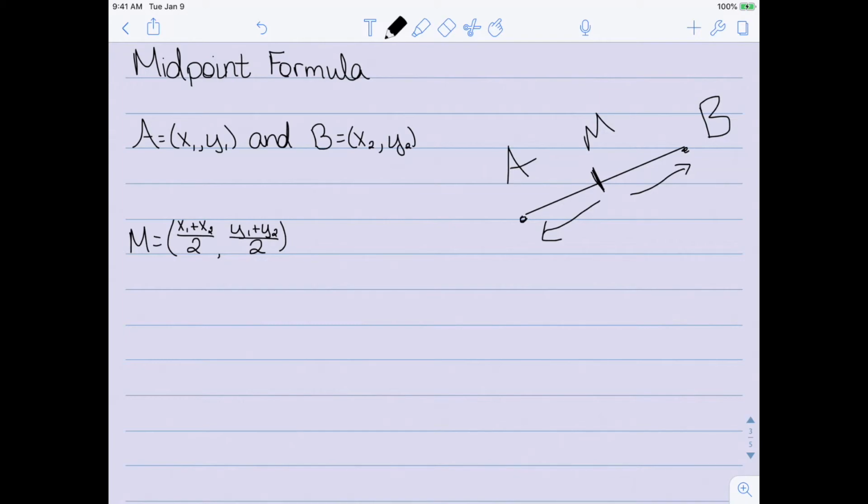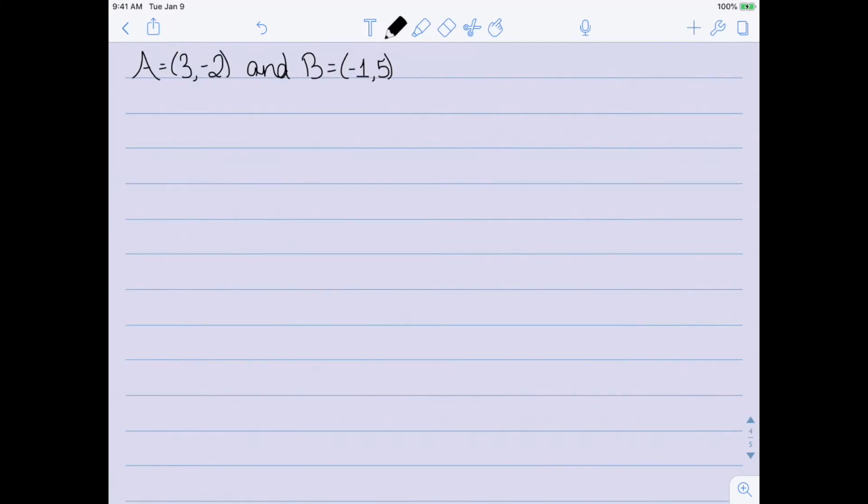So let's look at an example. Here are our 2 points. A is (3, -2), and b is (-1, 5). In order to find the midpoint, we start with the x coordinates, 3 and -1. So I have (3 plus -1) over 2. We then deal with the y coordinates, -2 and 5, so (-2 plus 5) over 2. We can then start simplifying. Simplifying the top of the fractions gives me 2 over 2 and 3 over 2. And once I simplify that, I have that my midpoint is (1, 1.5).